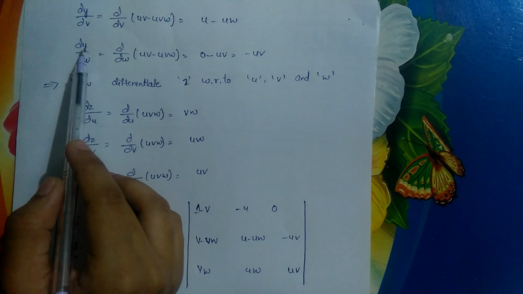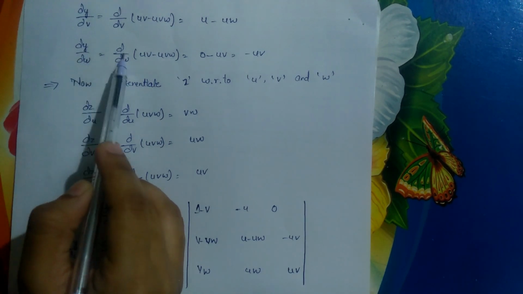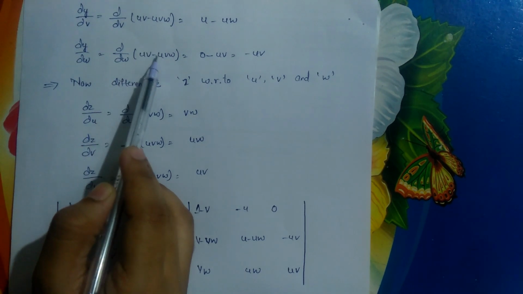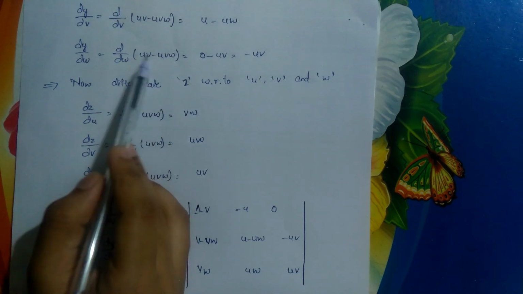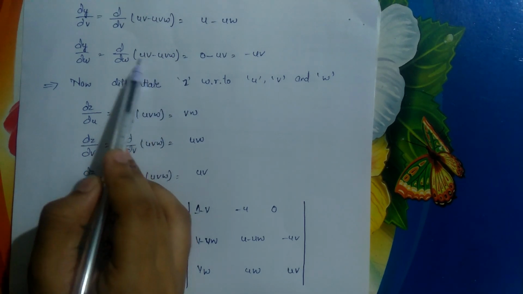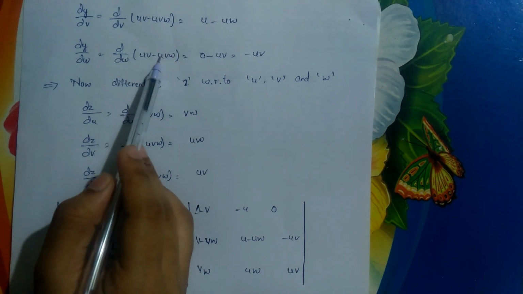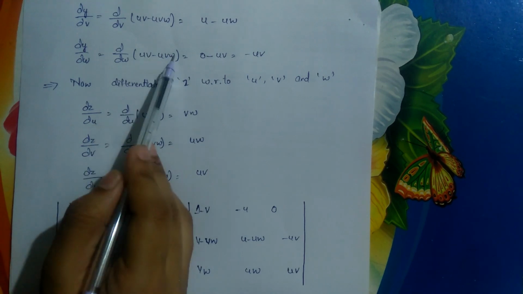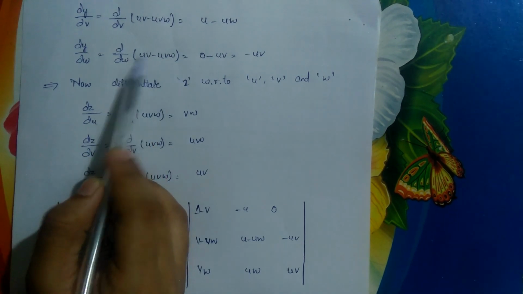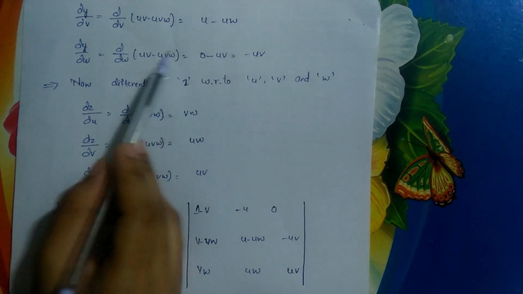Then y differentiated with respect to w, ∂y/∂w is equal to ∂/∂w of (uv minus uvw). uv with respect to w is 0, as there is no w variable in this term, minus uvw with respect to w: uv is treated as constant, so write uv as it is, and w with respect to w is 1. So here 0 minus uv, that equals minus uv.